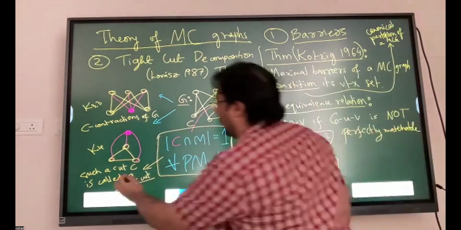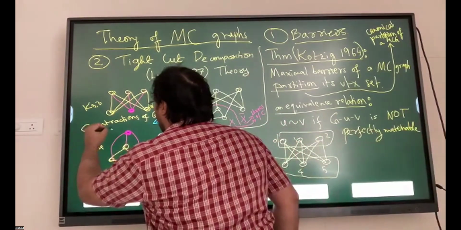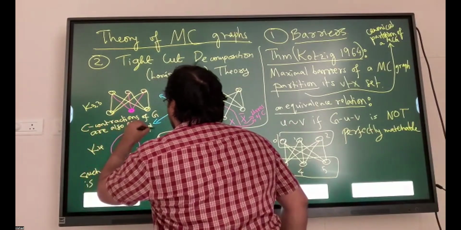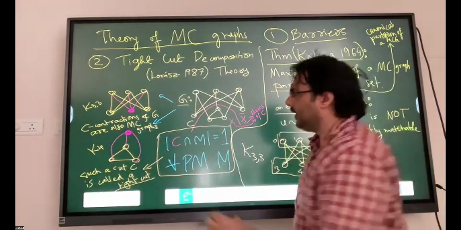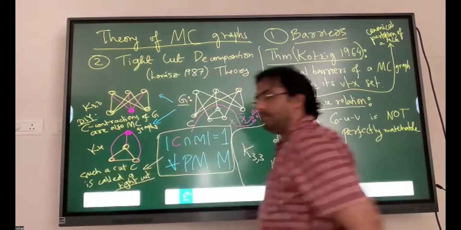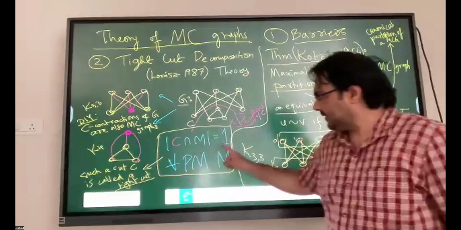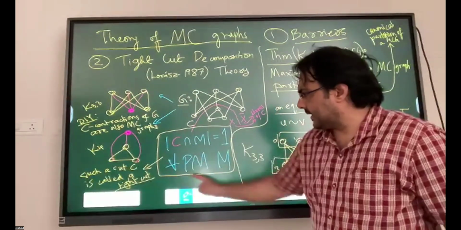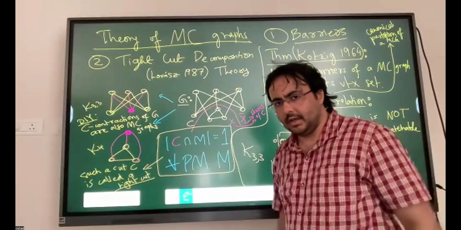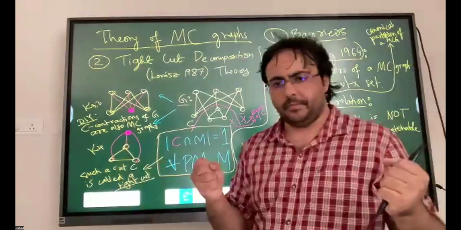And if you take a tight cut, then the two C contractions are also matching covered graphs. This is not difficult to prove. I will give it as a DIY, do it yourself exercise. Given any matching covered graph and a tight cut, which means every perfect matching intersects the cut in exactly one edge, if you take the two C contractions, the smaller graphs you get will also be matching covered.